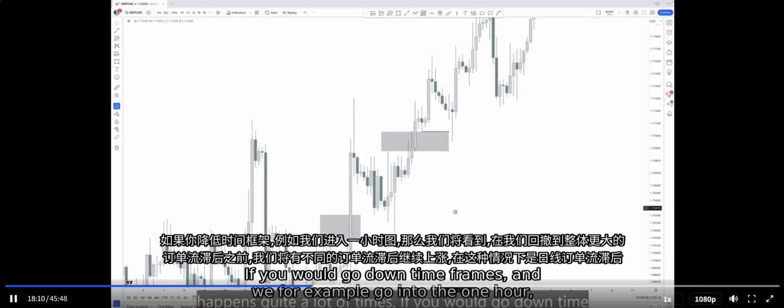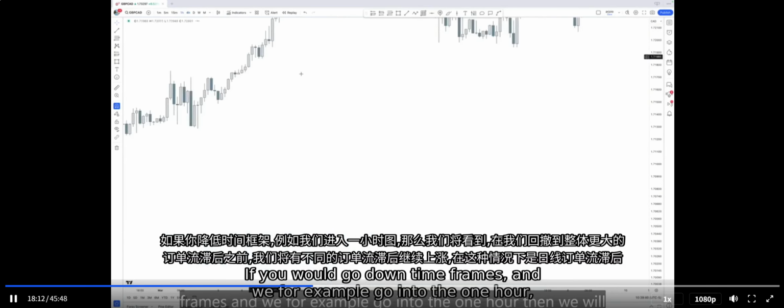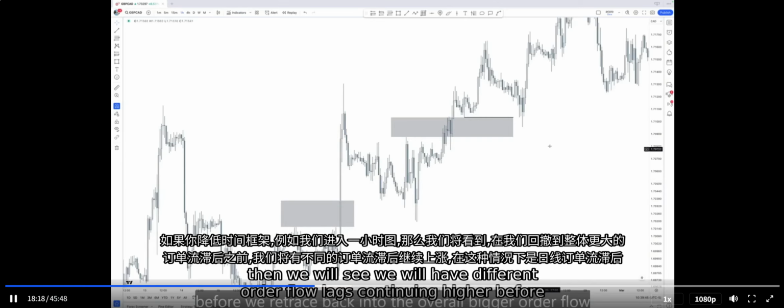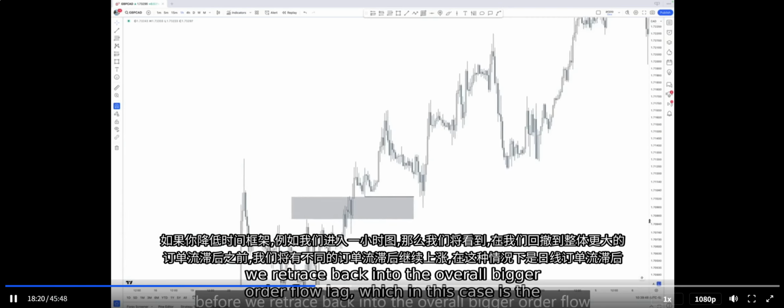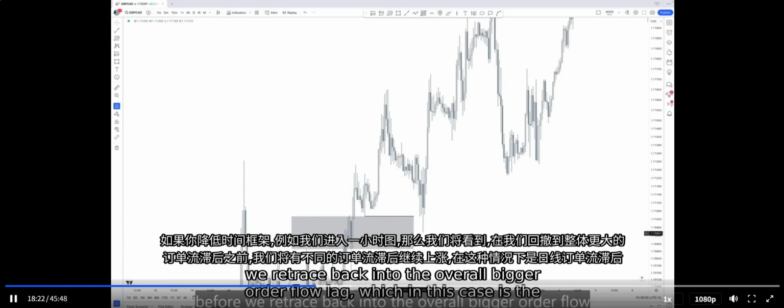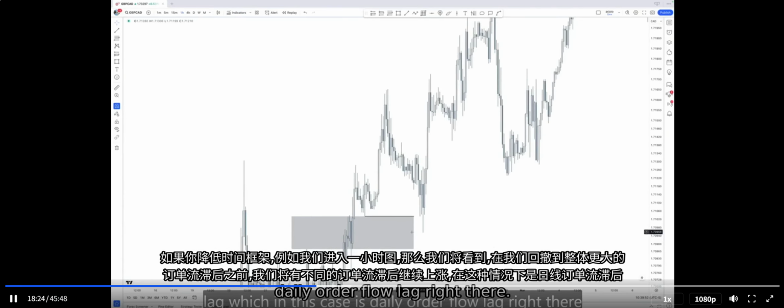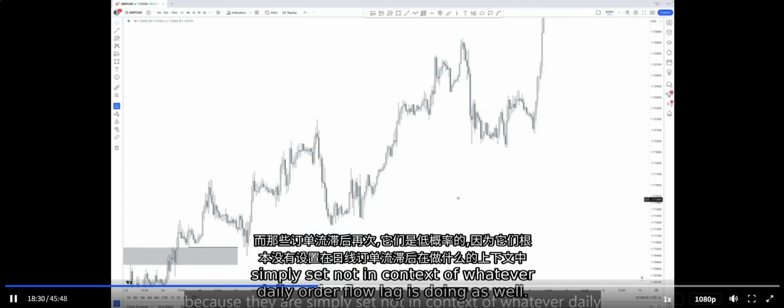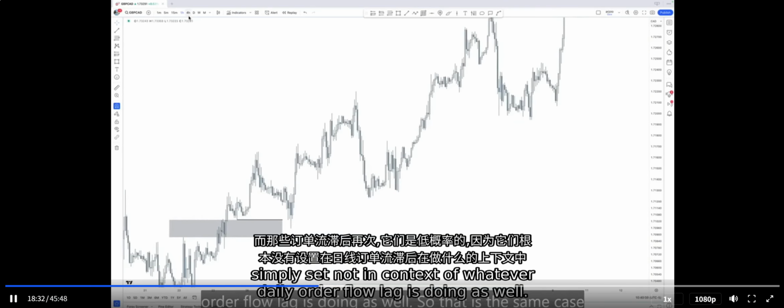If you would go down time frames and we, for example, go into the 1 hour, then we will see different order flow legs continuing higher before we retrace back into the overall bigger order flow leg, which in this case is the daily order flow leg right there. And those order flow legs, again, they are low probability because they are simply said not in context of whatever the daily order flow leg is doing as well.